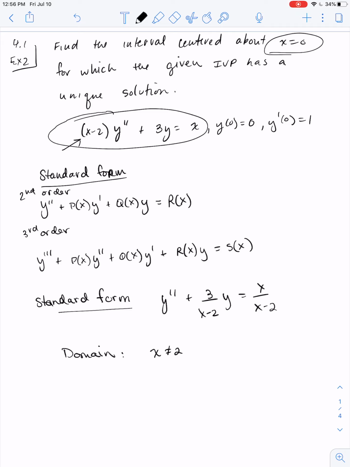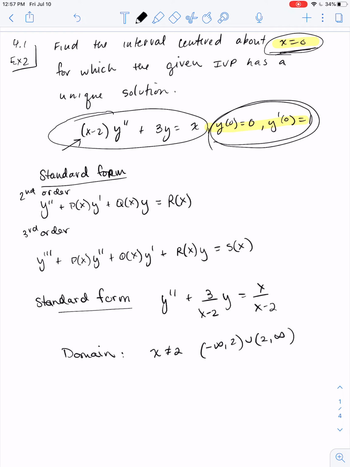But you've got to go through what the initial conditions given were. So you could see that they're talking about centered around 0, right? So our initial conditions are at 0. This is centered around 0. So I want to get an interval, right? So if I was doing my domain here, I would have negative infinity to 2 union 2 to infinity.